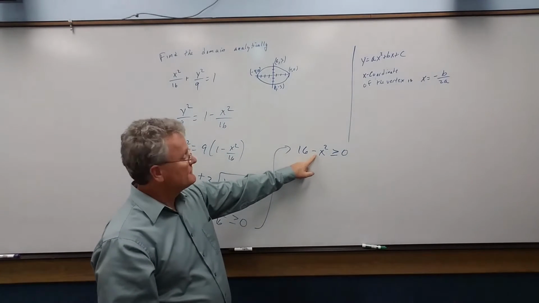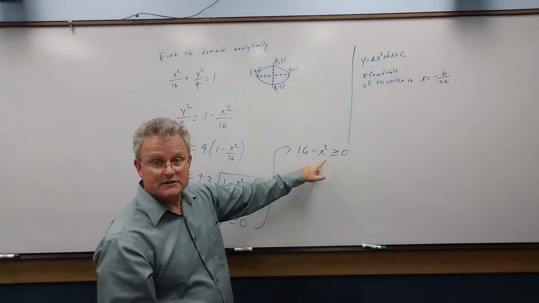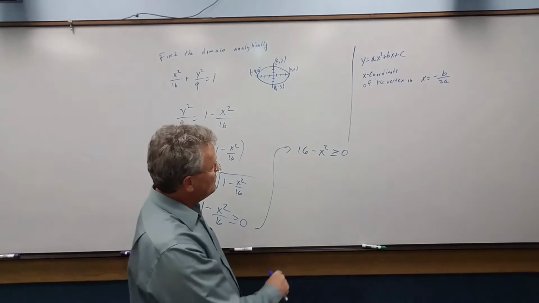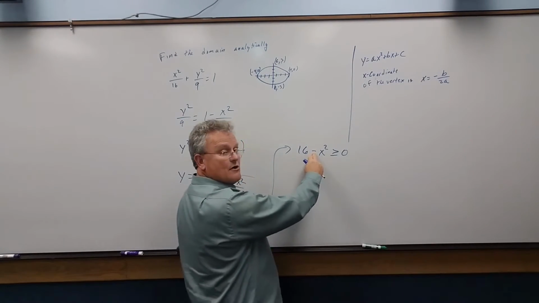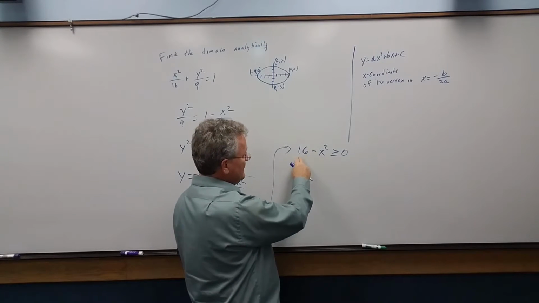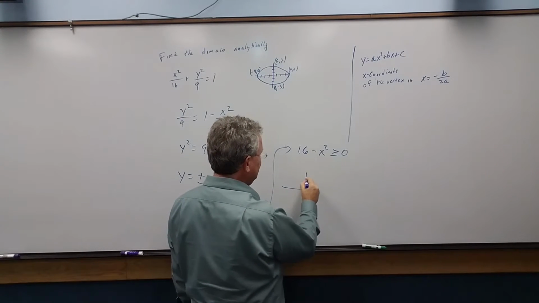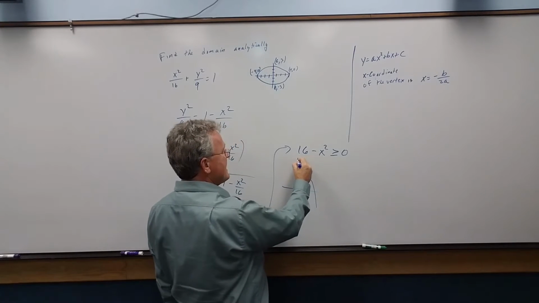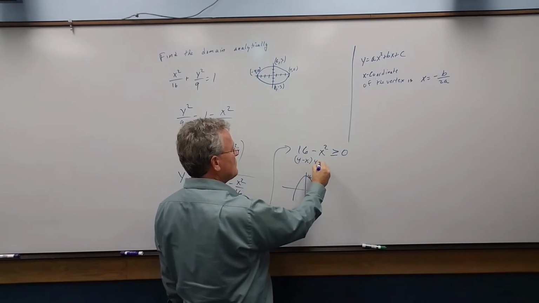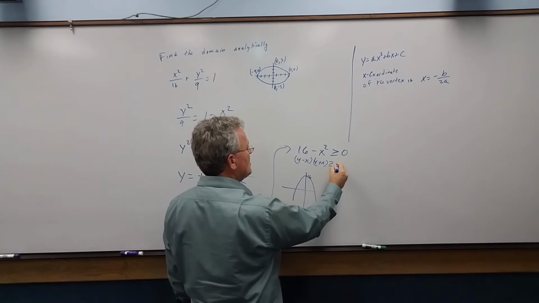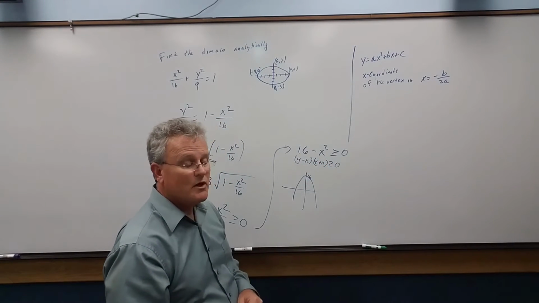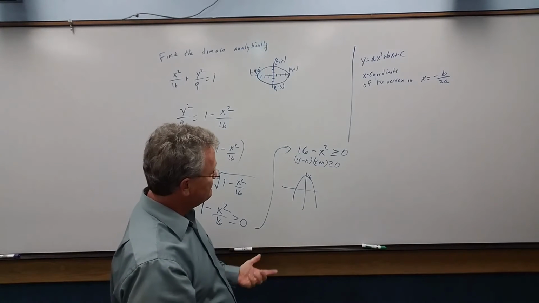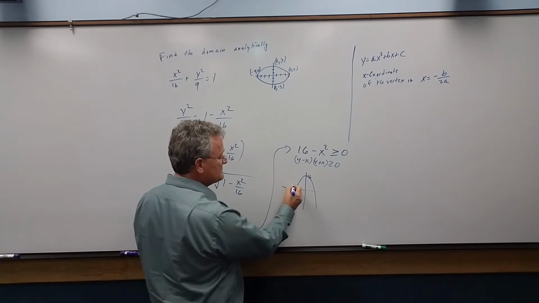If I graph this, y equals 16 minus x squared, well, we know that's an upside down parabola because of the negative, and it's going to go up to 16. And if I factor this, 4 minus x, 4 plus x, we know this is equal to 0 when x is 4 and -4. So those are the x-intercepts.